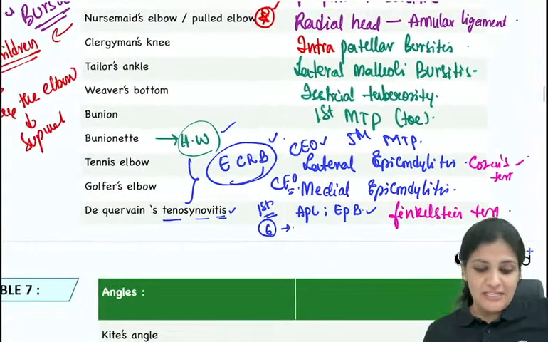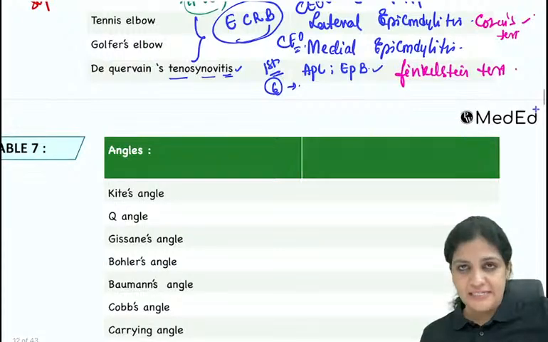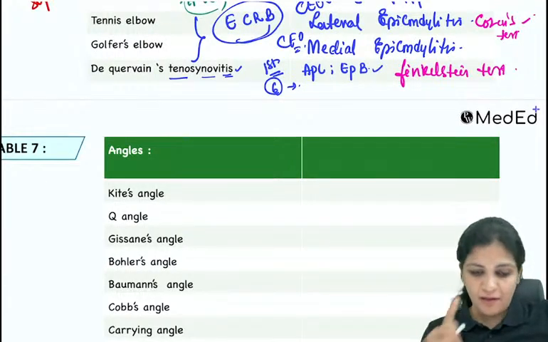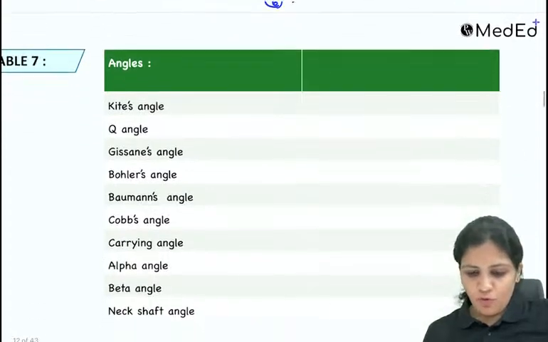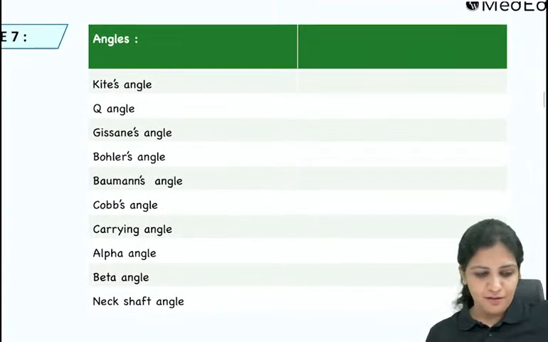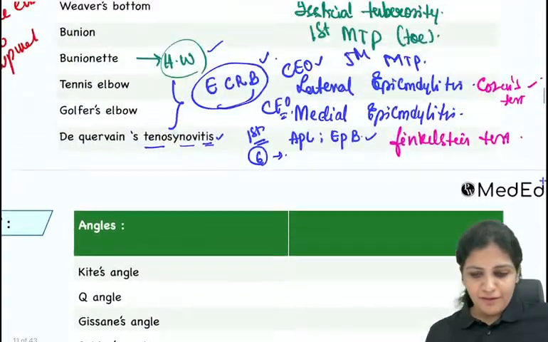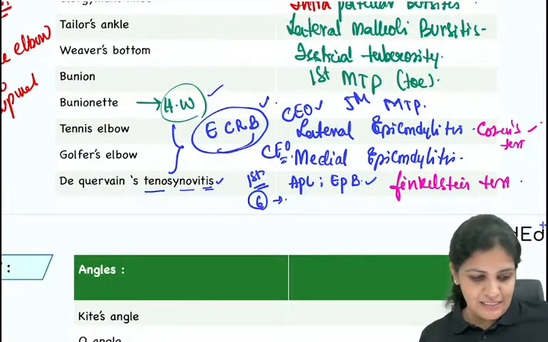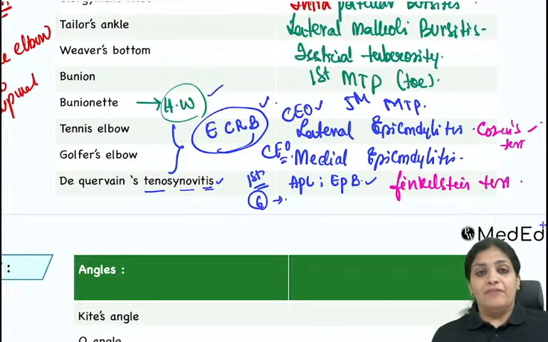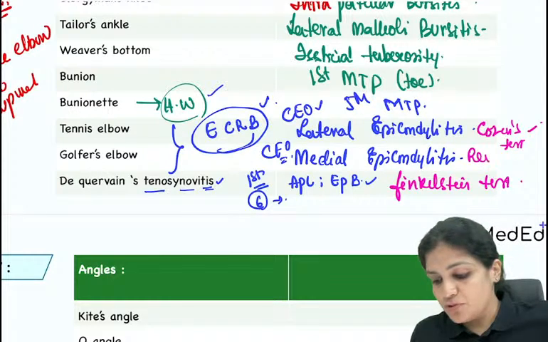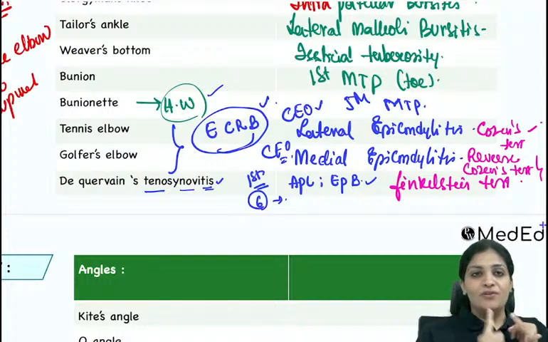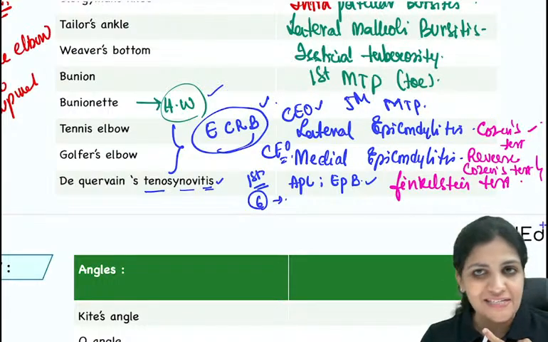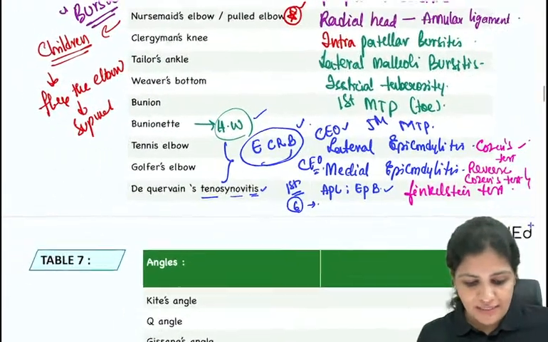Tennis elbow is Cozen's test. De Quervain's tenosynovitis is Finkelstein test. What you have to remember is APL and EPB, right? Tennis elbow is Cozen's test, right? Reverse Cozen's test is for your golfer's elbow. So remember that for tennis elbow it is Cozen's test, for golfer's elbow it is reverse Cozen's test, and for De Quervain's tenosynovitis it is Finkelstein's test, right? So that is table 6.